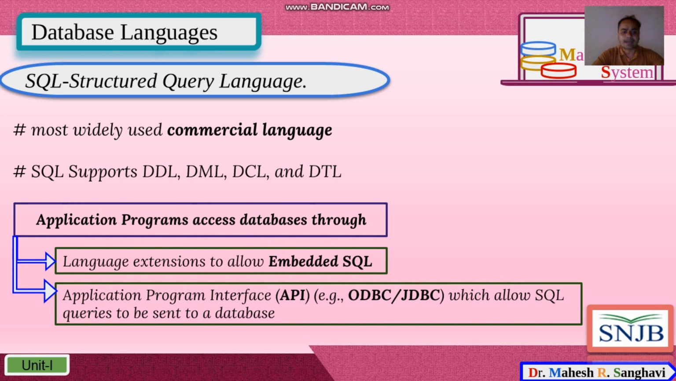Application programs access SQL through language extensions that allow embedded SQL. You can even embed the SQL syntax into any host language, that may be C, C++, Java, Python, or you can even include these commands into spreadsheet kinds of applications. Then there is the application program interface, that is API, for example ODBC or JDBC, open database connectivity or Java database connectivity, which again allows your SQL query to send data from one front end to the back end.